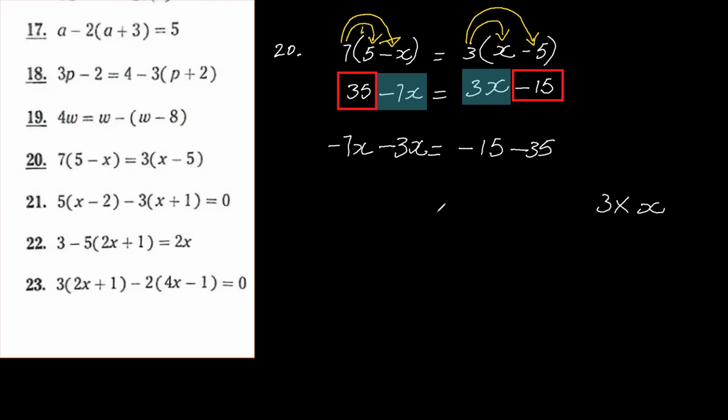All right, so everybody send me the answer now. Send me the answer to my WhatsApp. I will look at the answers of some persons who sent me before. So what is -7x minus 3x? And what is -15 minus 35? Now, when you're adding or subtracting, the rule comes into place.